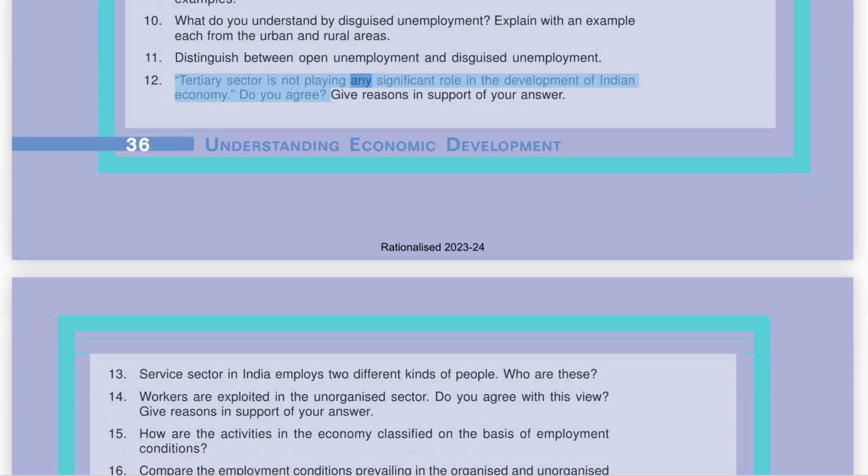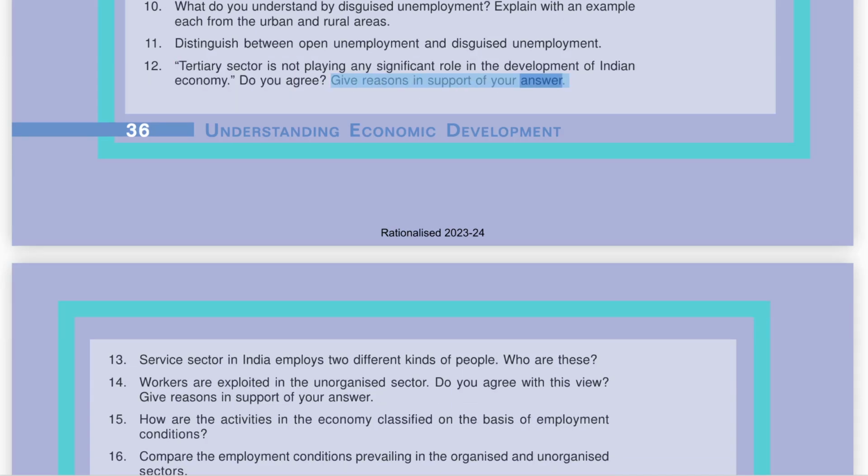Tertiary sector is not playing any significant role in the development of Indian economy. Do you agree? Give reasons in support of your answer.